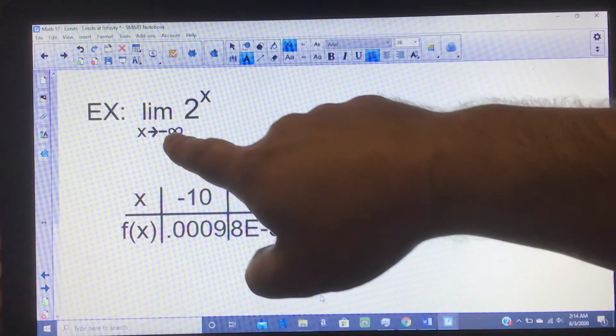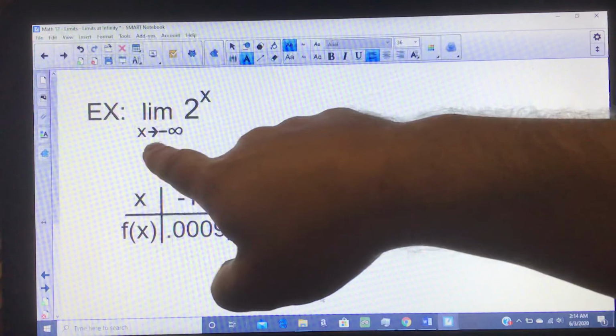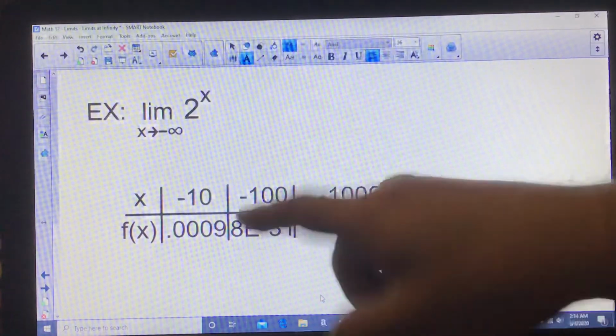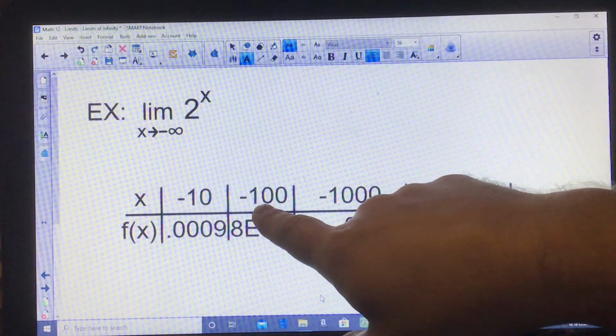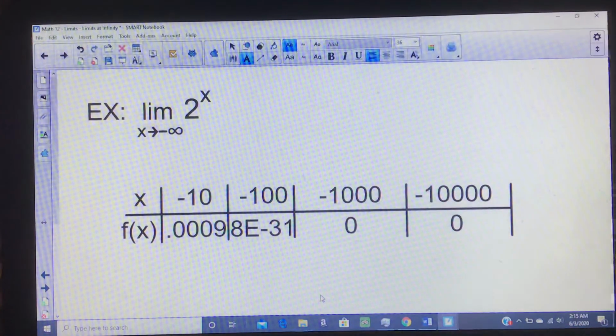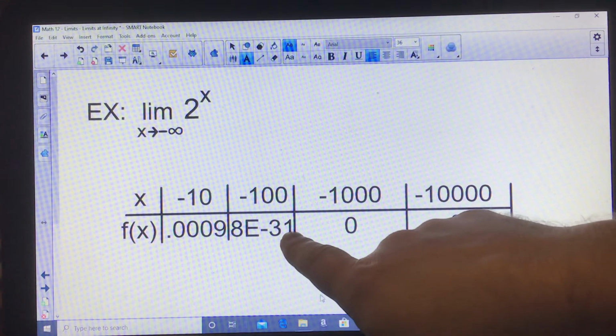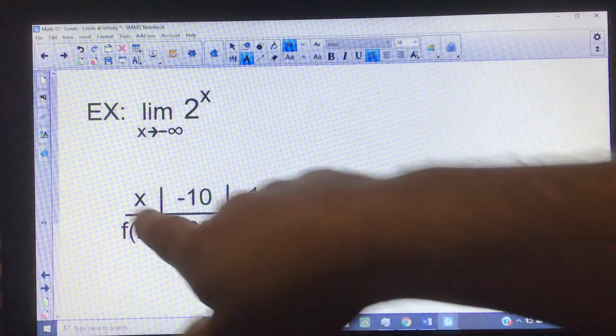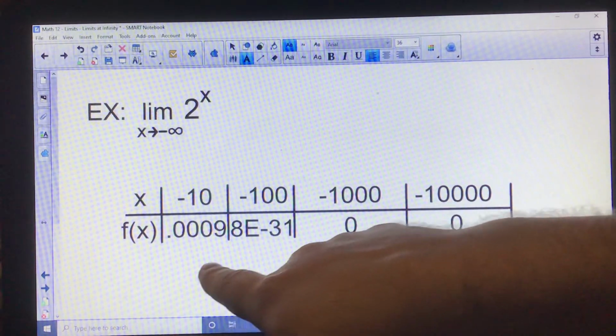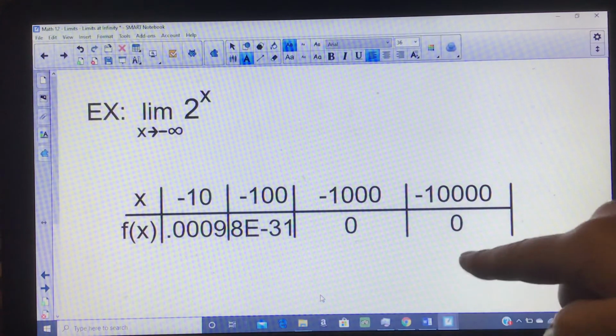When you go to negative 100, so you start getting closer to negative infinity by going to the left more. When you plug in negative 100, you get 2 to the negative 100. That's a really tiny number. Basically, it's an 8, and you have to move the decimal point 31 places to the left. That means you have a decimal point, 30 zeros, and an 8.